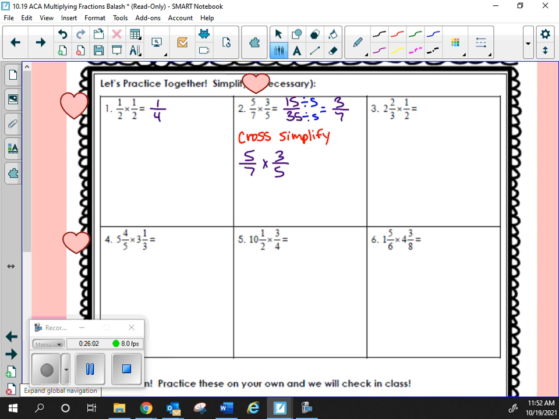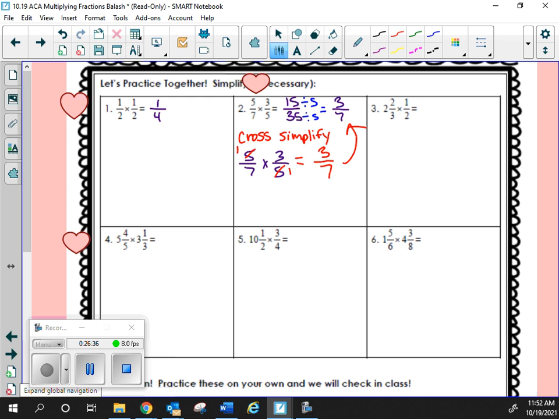And it's exactly what it sounds like. I'm going to look at cross sections. I'm going to look diagonally to see if I have common factors. So with 3 and 7, they don't have a common factor. But with 5 and 5, I can divide both of those by 5. So 5 divided by 5 is 1, and so is 5 divided by 5. I'm going to use those as my numbers instead. So now I'm going to do 1 times 3, which is 3, and 7 times 1, which is 7. It gives me the same answer. But, again, I simplified before.